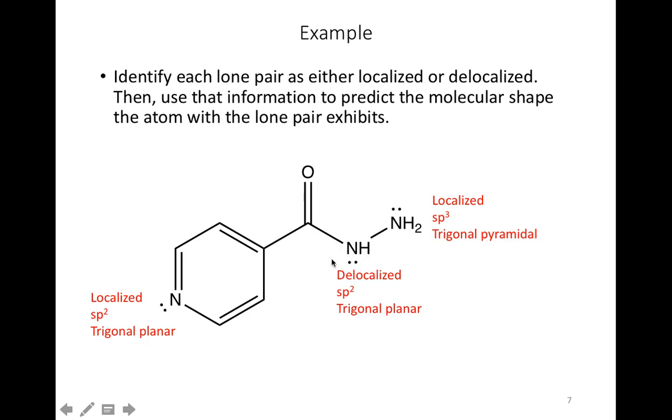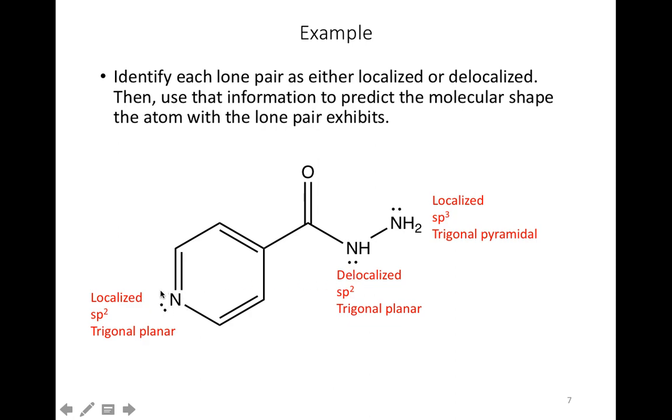Right? This nitrogen, which we might have predicted to be sp3 hybridized, is adjacent to a p orbital, and so I can form a resonance structure by moving this lone pair down here to make a double bond. I can then move this bonded pair of electrons up here to make a lone pair, and so this lone pair is delocalized. In order for that to happen, the nitrogen must be sp2 hybridized, and it must be trigonal planar.